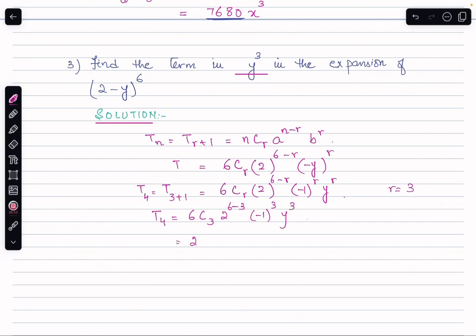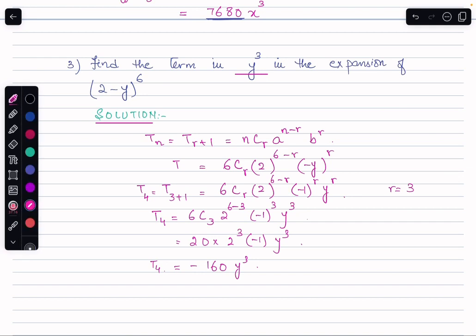So 6C3 is 20 into 2 to the power cube, and then I should be having a negative 1 and a y cube. So 20 into 2 to the power cube, that is an 8. That will give me the answer as negative 160 y cube. So the fourth term shall be having y cube with a coefficient of negative 160, which is going to be our answer for this case.